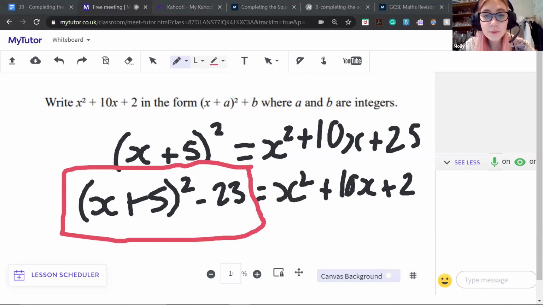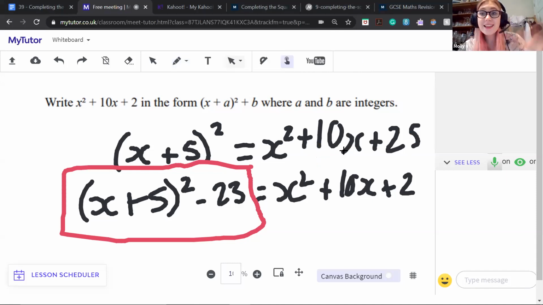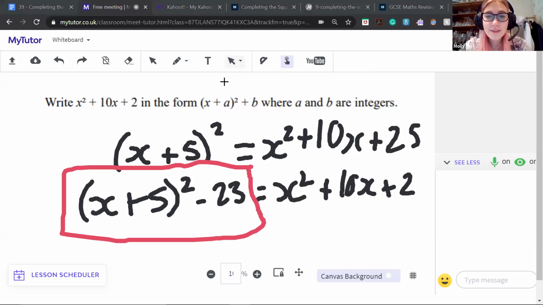Okay, brilliant. So someone said they can get to the x squared plus 10x plus 25 part. That's genuinely the hardest part done, because all you've got to do now is think about the B. This is really close to what I want, but it's just 23 too much. So just take that 23 off, and then you have it there.